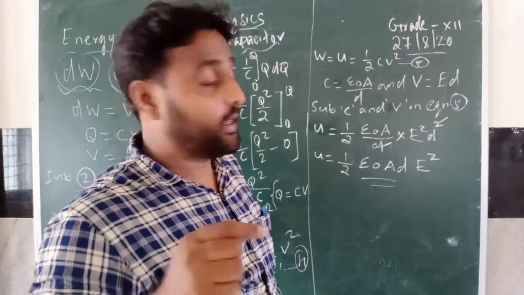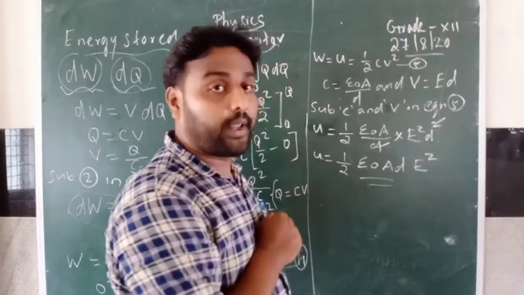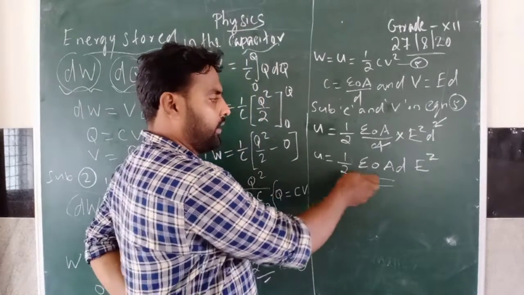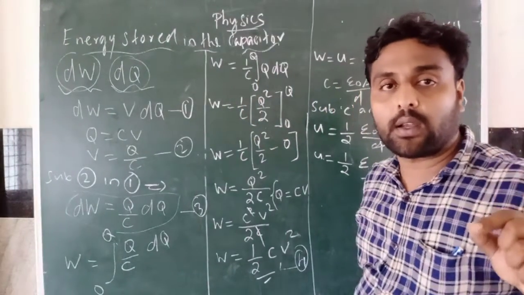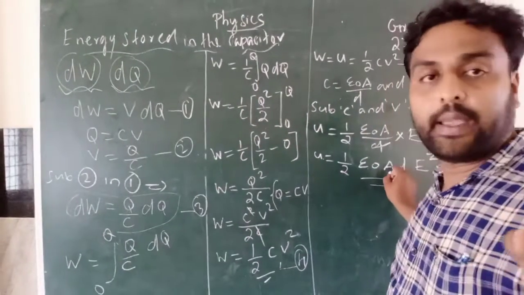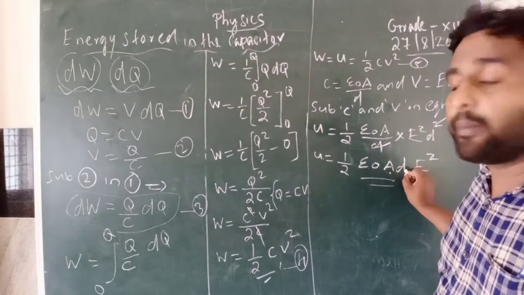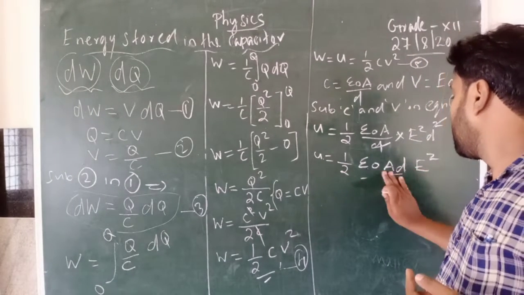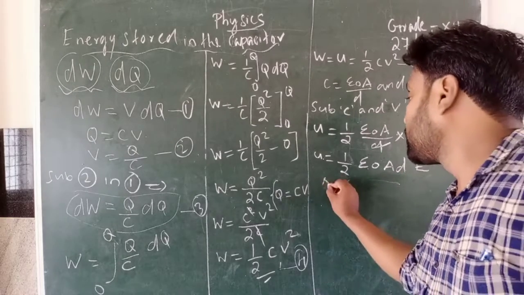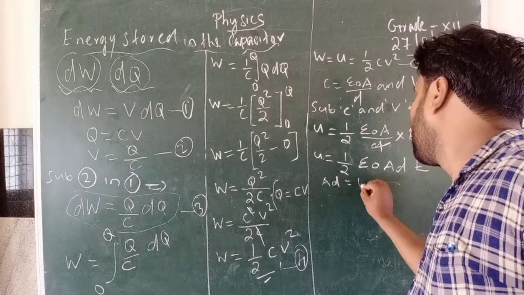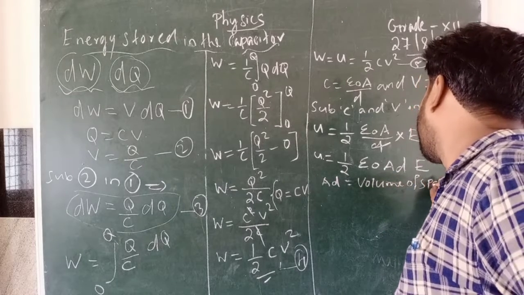This much energy is stored. Where it is stored, that is what we are finding now. You see, A is there, D is there. A means area, D means distance. So AD means volume of space. So AD is equal to volume of space.